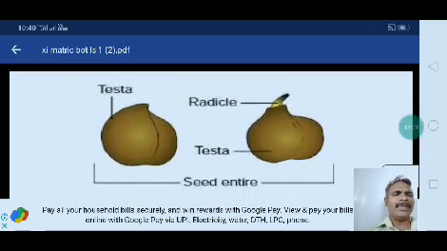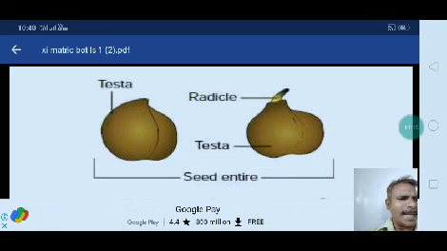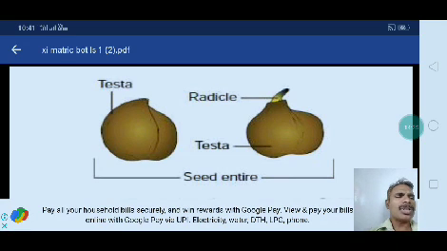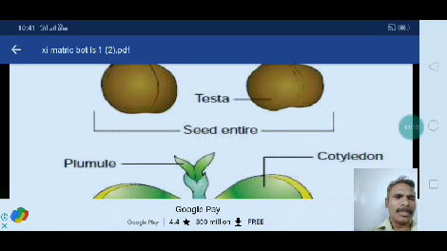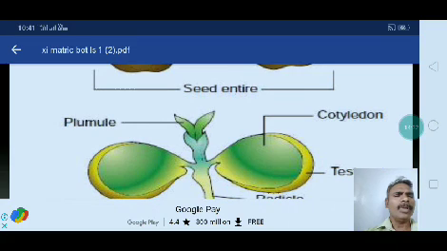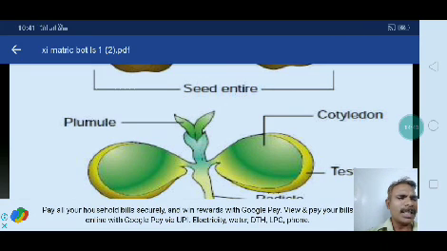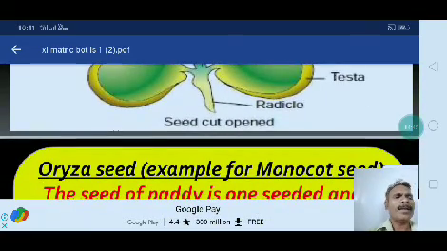Here you can see the diagram of the dicot seed. There is the testa, the outer coat, and the tegmen, the inner coat. The radicle will grow into the root system. The plumule is the upper part, which will grow into the stem, the shoot region. These are the two cotyledons. Above the cotyledon region is the epicotyl, below the cotyledon region is the hypocotyl. Radicle and testa are there, with the seed cut open.